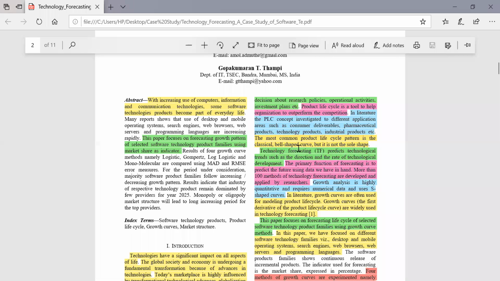And hence, technology forecasting predicts technological trends. So what technological trends does it predict? Such as the direction and the rate of technological development. If you implement these technology forecasting tools and methods, which we have studied in our class module 4, this helps in identifying the direction and the rate of technological development the company is undergoing.